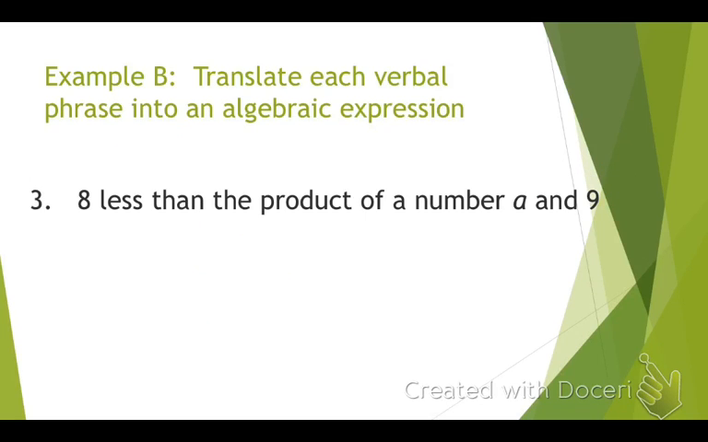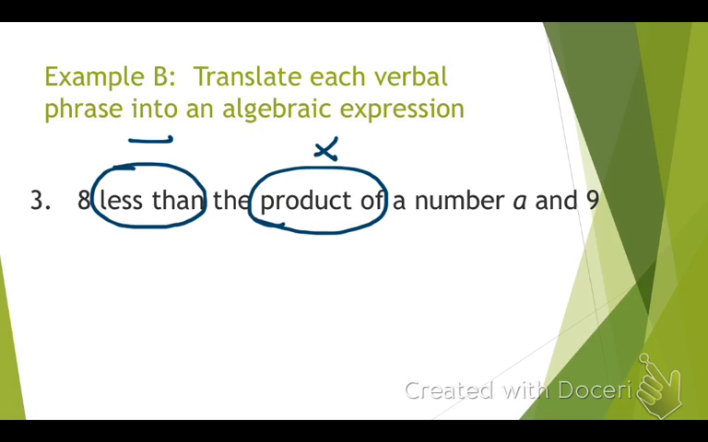The third one illustrates a common error. 8 less than means subtract. The product of, product is on your chart as a multiplication word, the product of a number a and 9. Now, 8 less than. Whenever I have the word less than, if I just put 8 minus something, that will be incorrect. So I'm going to get rid of that.